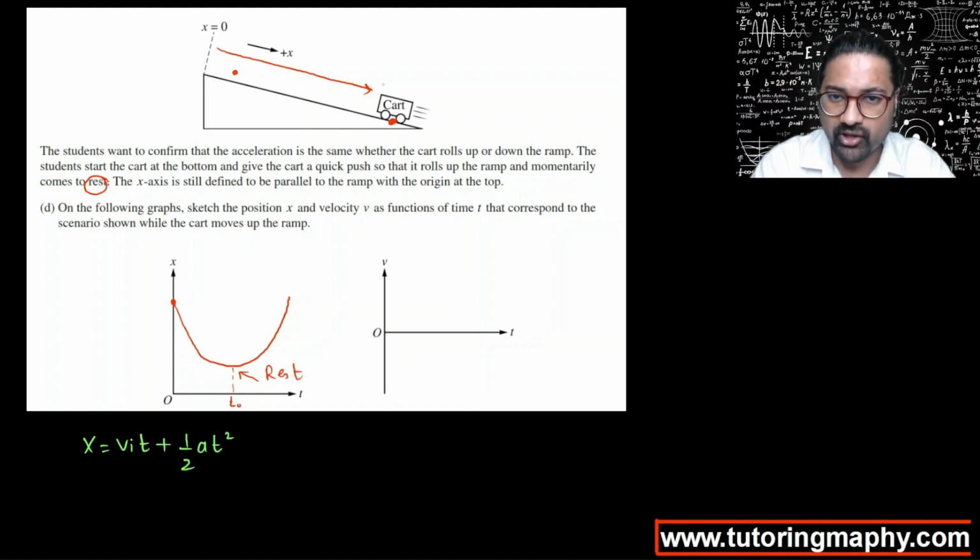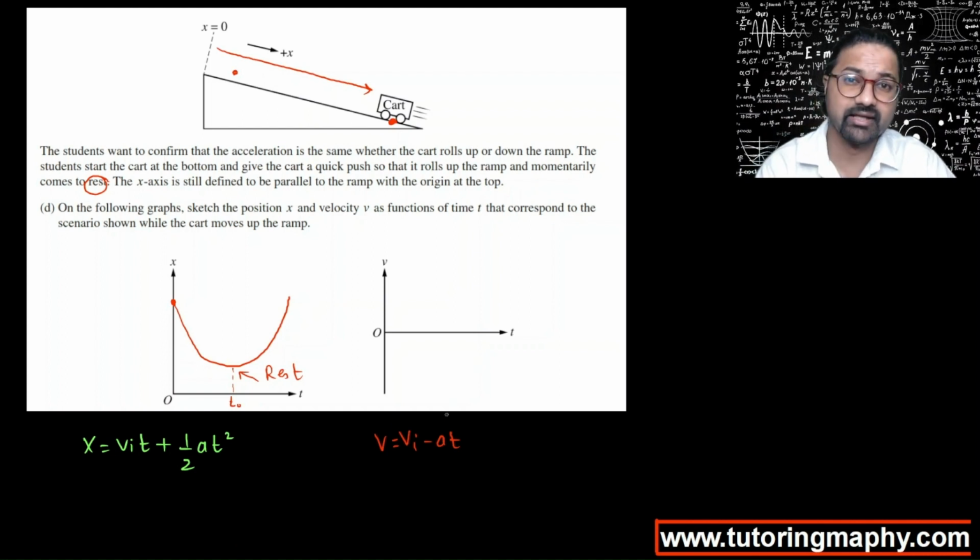And for the velocity, remember the velocity is going to be v naught or v initial minus at, which is going to be a straight line, of course. v is equal to v naught plus at.